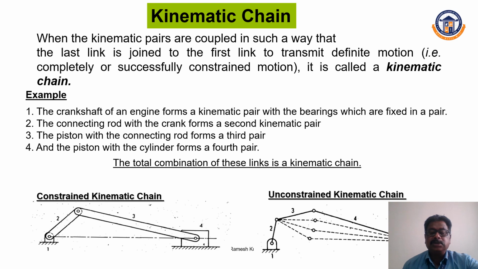But in the unconstrained kinematic chain, when link 2, that is the crank, rotates, links 3 and 4 do not have successfully constrained motion, so link 5 may move forward or backward. So it is an unconstrained kinematic chain.